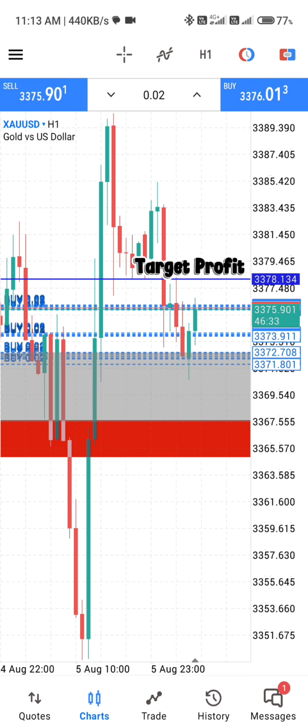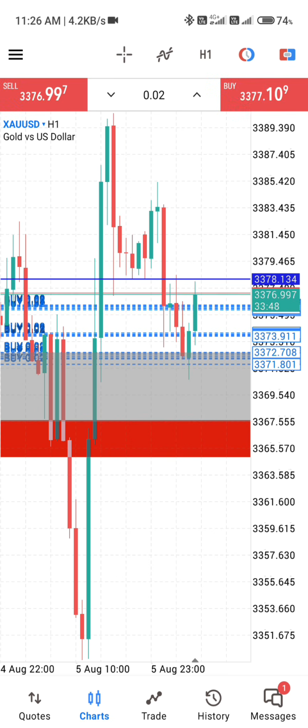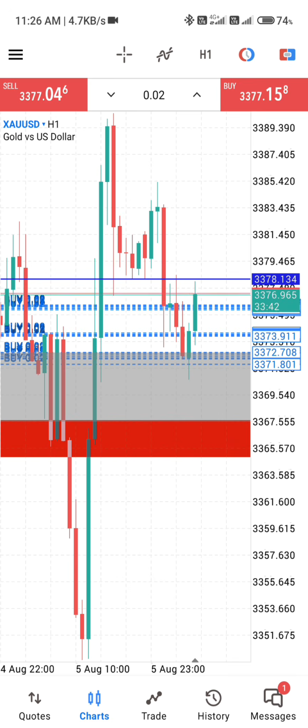Target profit area is our roadblock, which is blind spot sell. So roadblock means setup against setup. So that's our TP area. Whenever the price reaches there, we can close our trade and collect our TP. So alhamdulillah, price is going well, and it almost reached our TP zone. So without wasting any time, we can close our trade.